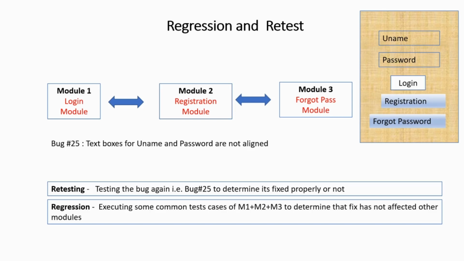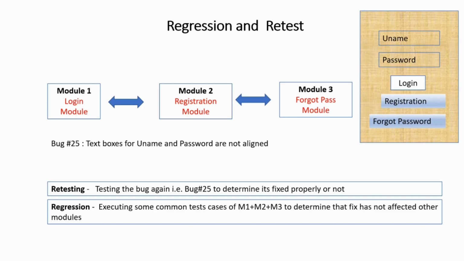Then what's regression? Regression is, if a lot of bugs are fixed, then there might be a chance that a bug fixed in module 1 can impact module 2 and module 3, right? So in regression, we execute some common test cases, a minimum set of test cases, to ensure that any bug which is fixed in a particular module has not impacted the other modules. Regression is usually done when there is a fix of 20, 40, 50, 60 bugs, and at the end they say you have to do the regression.